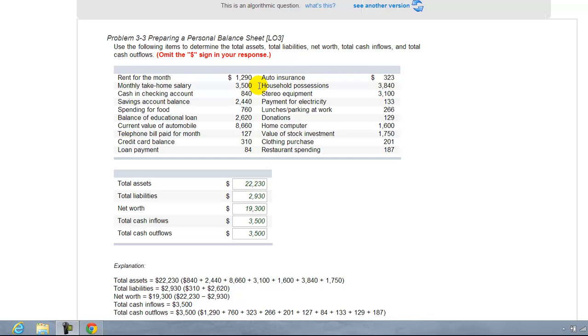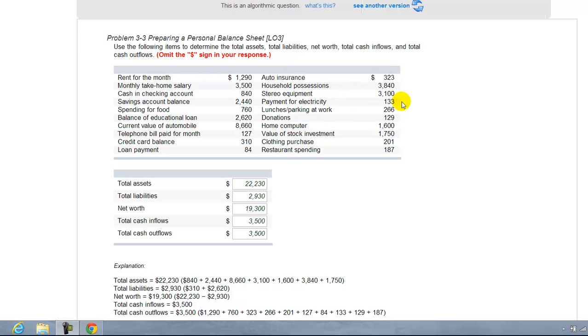And the outflows, we've got rent for the month, which is $1,290. And then I think $760 for food. That's an outflow. And the telephone bill for the month, that's $127. That's another outflow. And then our loan payment, that's another outflow of $84. And then we've got automobile insurance, that's an outflow.